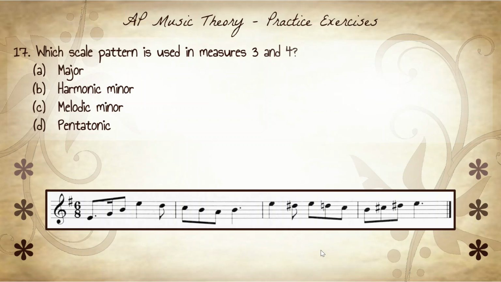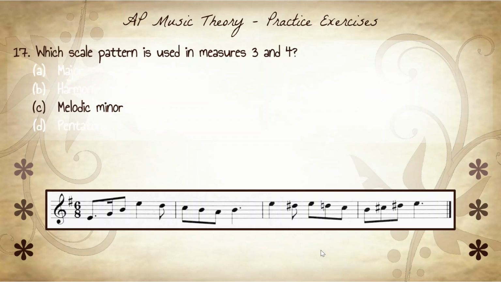Question 17. Which scale pattern is used in measure 3 and 4? Is it A. Major, B. Harmonic minor, C. Melodic minor, or D. Pentatonic? Correct answer is C. The scale pattern in measures 3 and 4 is the melodic minor in E minor. Measure 3 shows the natural form of minor of the scale when descending, and raised 6th and 7th scale degrees when ascending in measure 4.